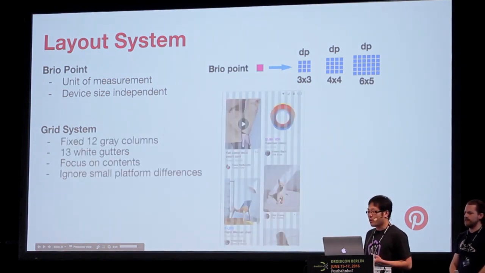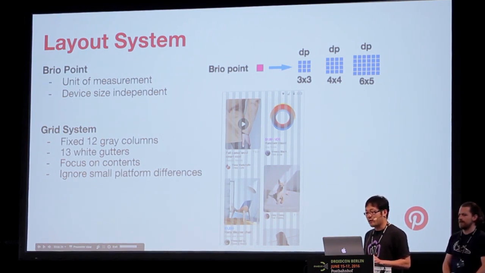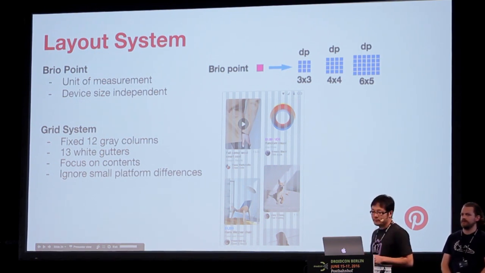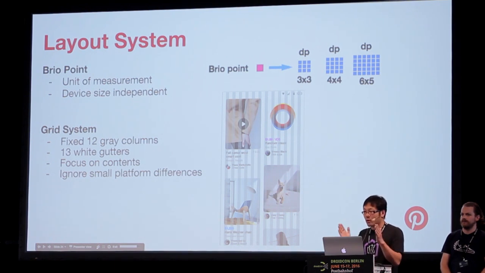Beyond the Braille point, we also create a grid system. It has 12 columns in gray, surrounded by 13 gutters in white. The graphical objects will be aligned only on the gray columns. The principle of this design is to focus on the content while ignoring the subtle differences among the devices and platforms, so we can drive users' attention more to the core content.